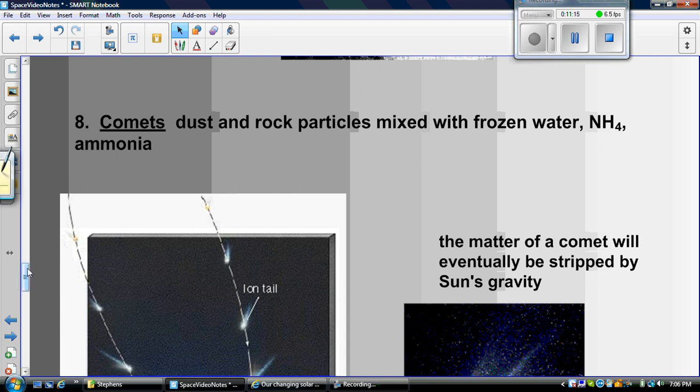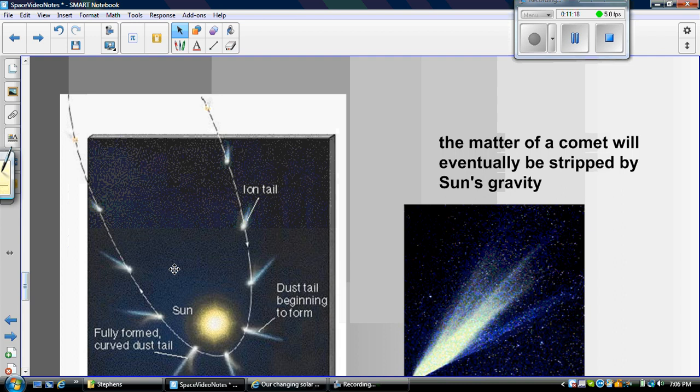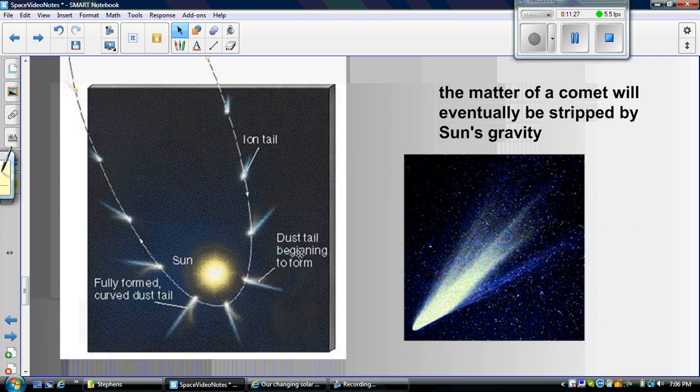Now, a really neat thing about comets is when they orbit the sun, because they're smaller than asteroids, the sun's solar radiation actually strips the comet's matter away. And that's why a comet looks like it has a tail, because that's all the dust, ice, and gas that's being stripped away from the comet as it gets close to the sun's gravitational pull. And eventually the sun will strip most of the matter away from the comet, and that matter will have already been released out into space.